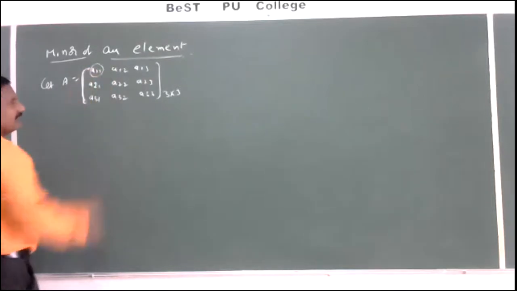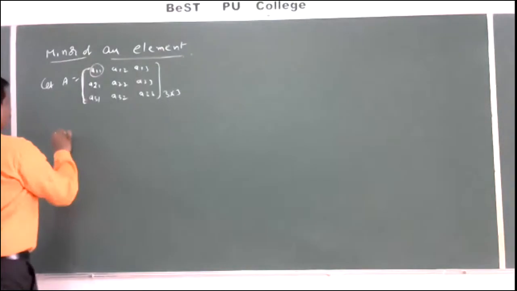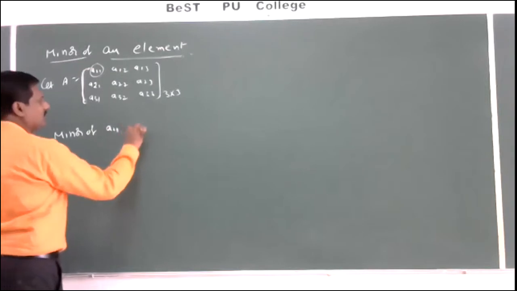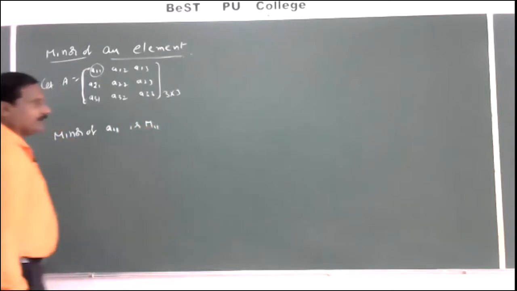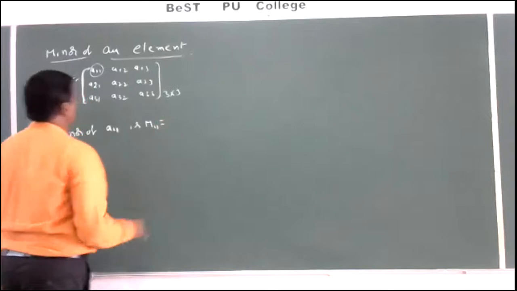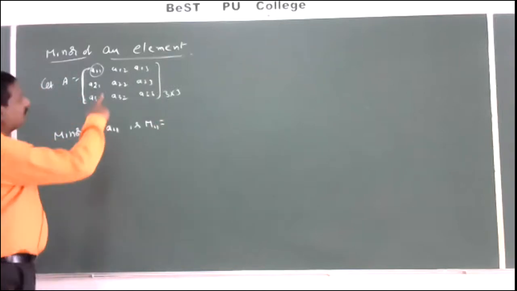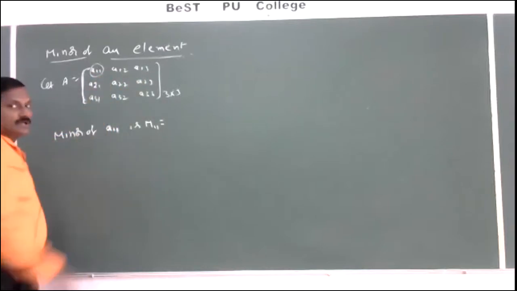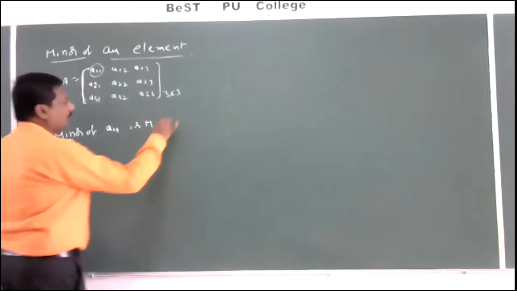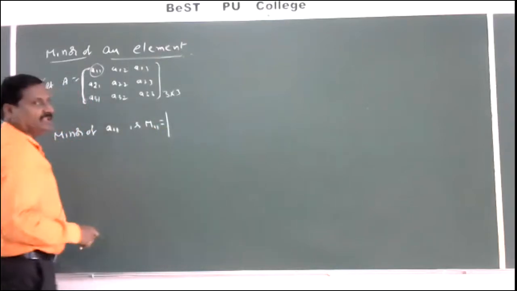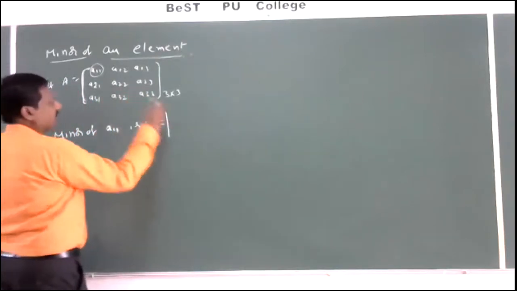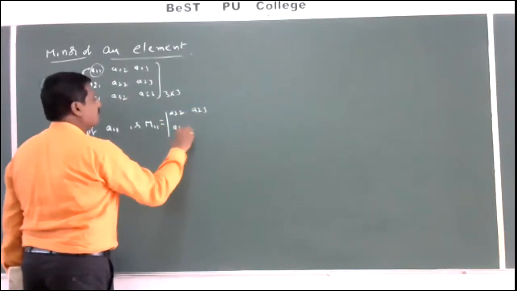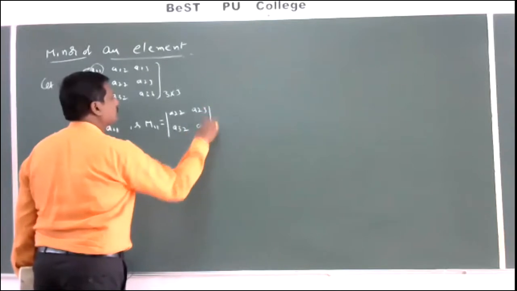Suppose you consider A11. The minor of A11 we denote with capital M11. This is equal to: where the element is present, leave that row and column. Here A11 is present in the first row and first column. Leave that row and column, and write down the determinant of the remaining submatrix. Here the remaining elements are A22, A23, A32, A33.